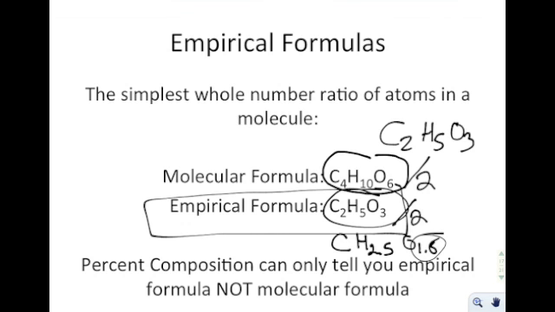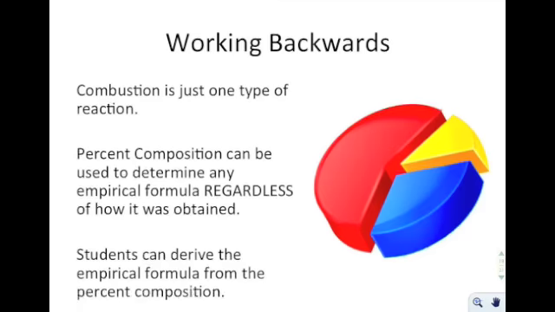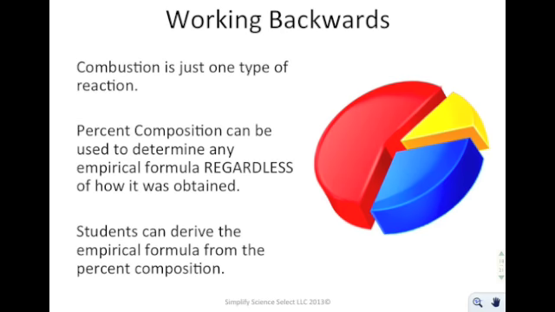And the percent composition, whenever we do those calculations, can only tell you the empirical formula. It cannot tell you the molecular formula. So because of that, you need to be careful about what you say as a result of your percent composition equations. So, working backwards, combustion is just one type of reaction.